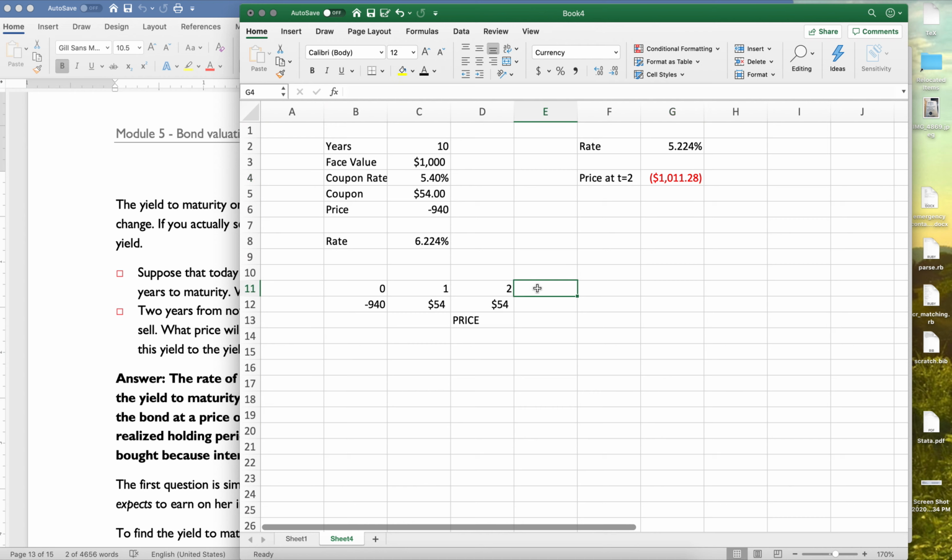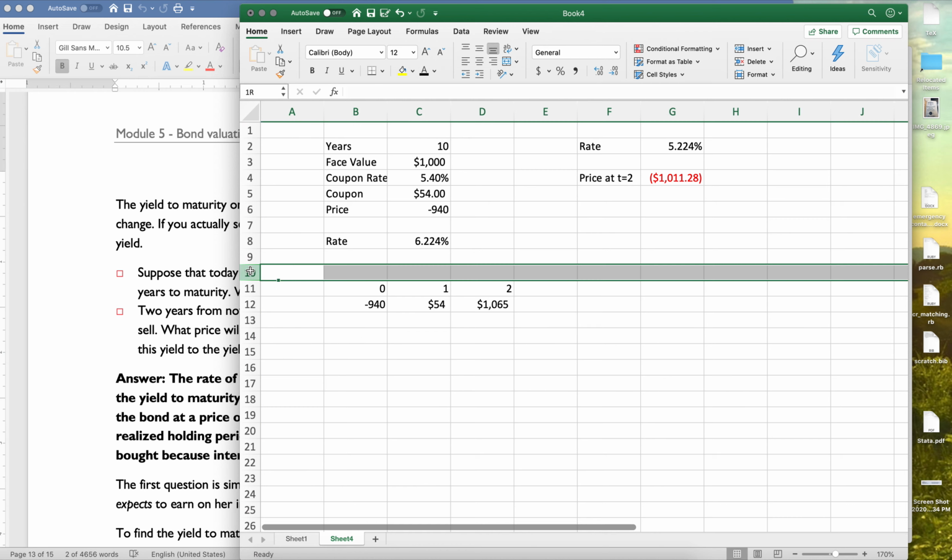Notice that we are selling the bond. There's still 8 years of cash flows left. That's why we have the $54 here. Okay, so it's not a negative value to us. It is a positive, so I'm just going to do here, equals 54 plus 1011.28. And the question is, what is our return from holding this bond? You can do this a bunch of different ways. One way is to look at the IRR. The other is to just figure out what the NPV is and pick a normal rate.